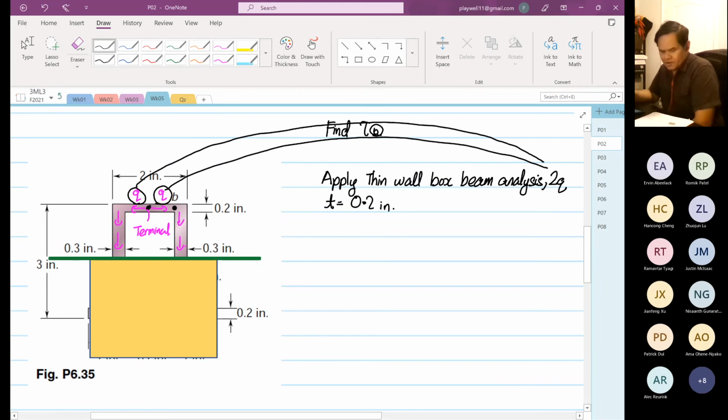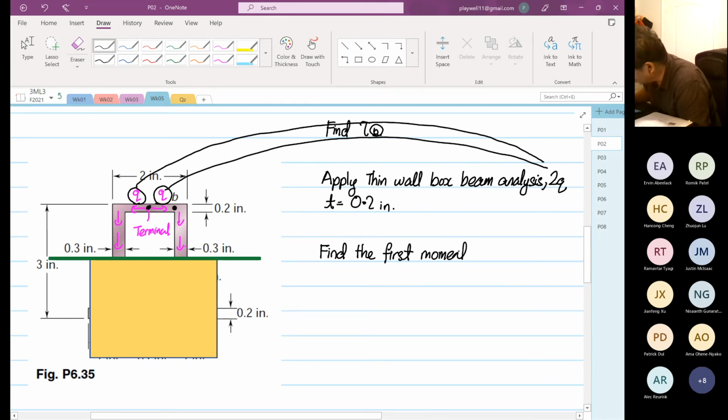So the next thing is find the first moment of area. Okay, so we're going to find the first moment of area.